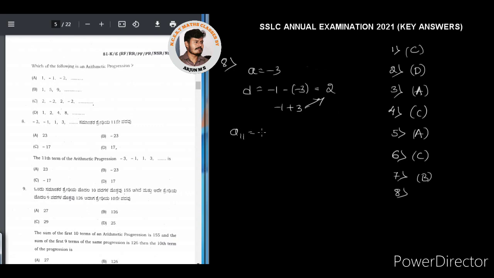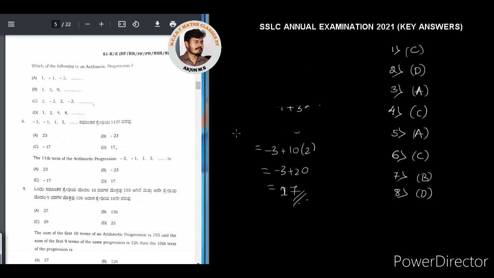So now a11 = a + 10d. So a is minus 3 plus 10 of 2, so now minus 3 plus 20, which is equal to plus 17. Plus 17 is the answer. So now here option D is correct for the 8th question. 17 is the answer. So let's move to the 9th question. Take down the 9th question here.